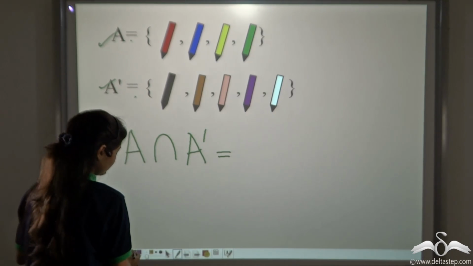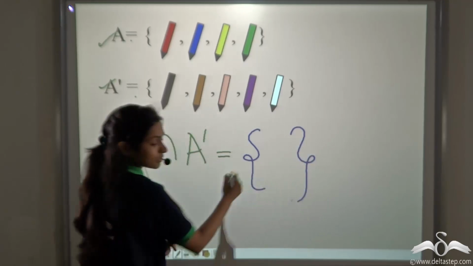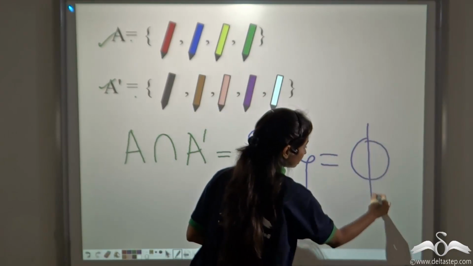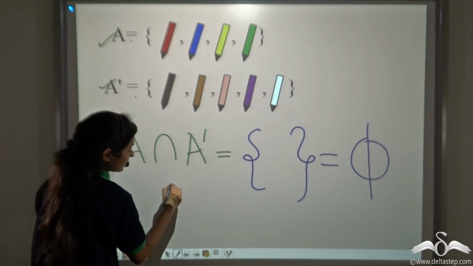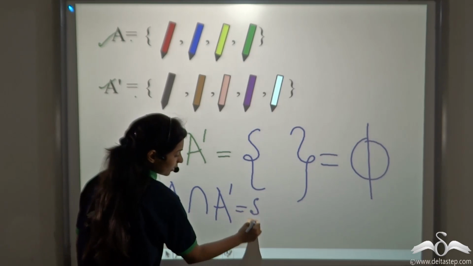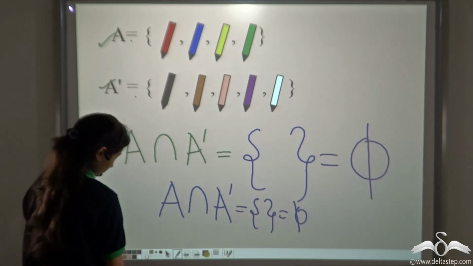So what will this be? This will have no element. So what is this? An empty bracket, or you can represent it as a null set. So we conclude that A intersection A complement will give me an empty bracket or an empty set or a null set.